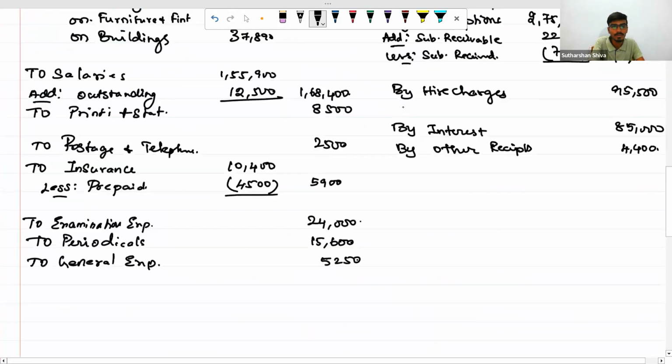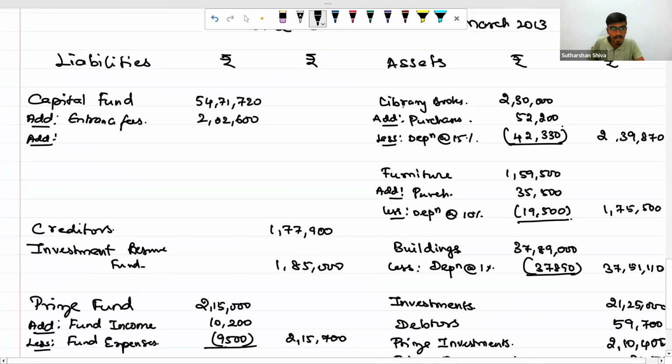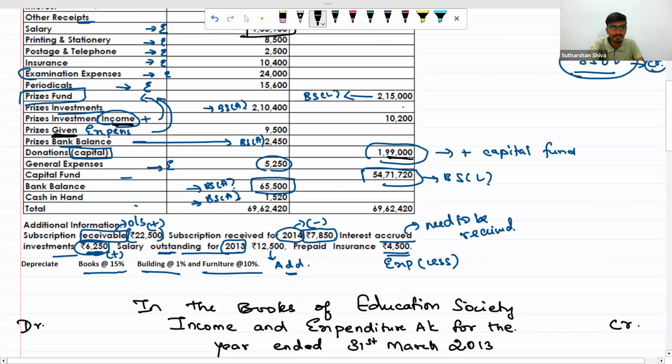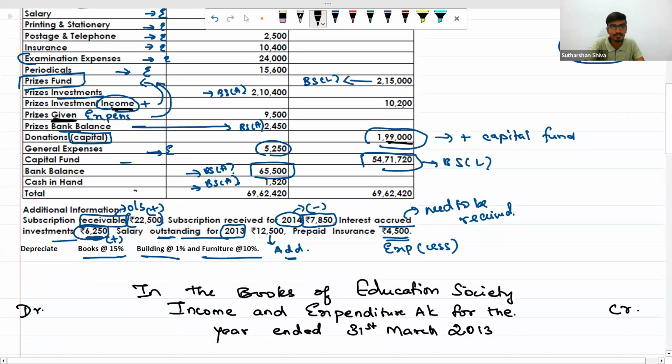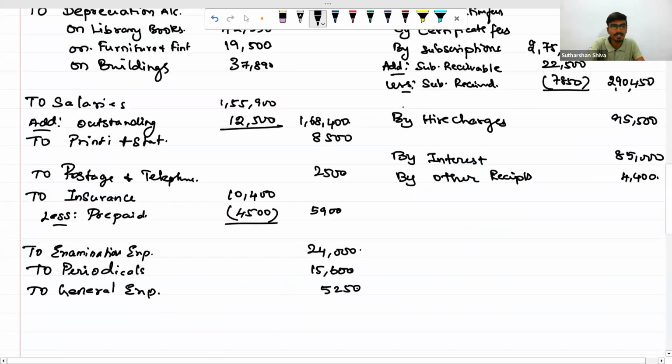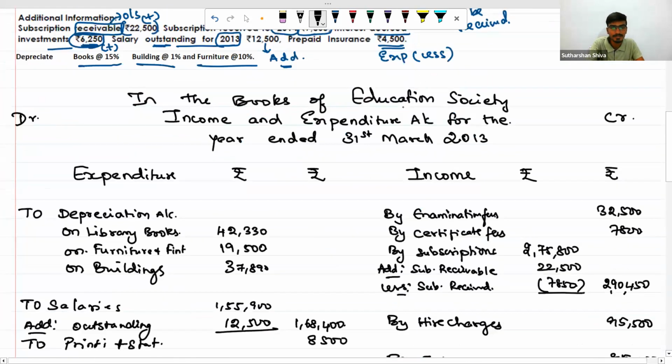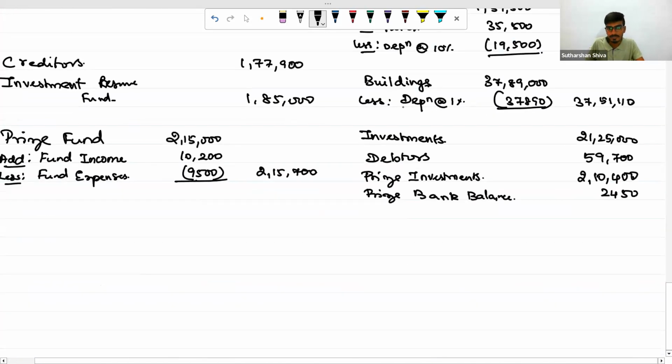Donation to be capitalized 1,99,000. What are we going to do? Simply add the donation 1,99,000. Then general expenses 5,250 we have already done. Capital fund we have already posted. Bank balance is 65,500, we need to do that.